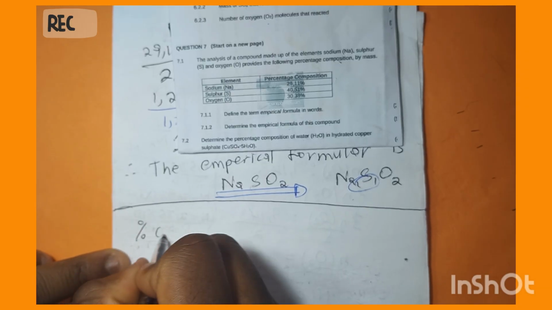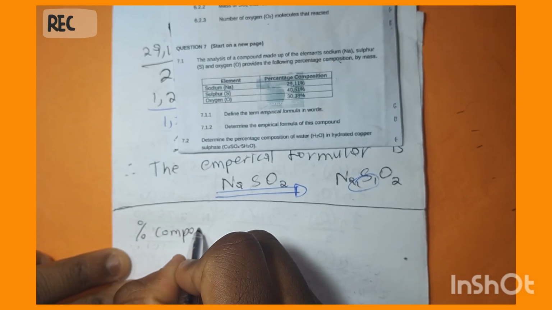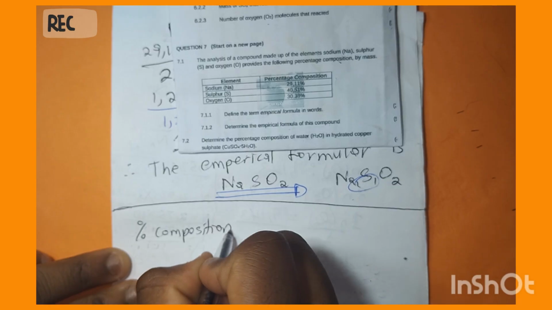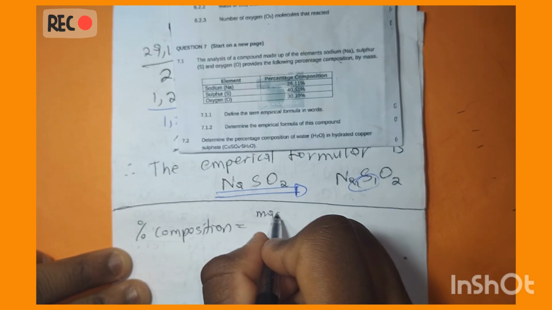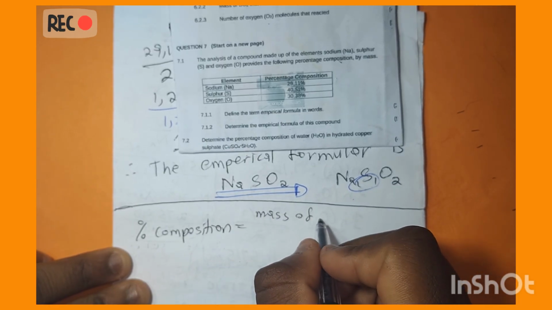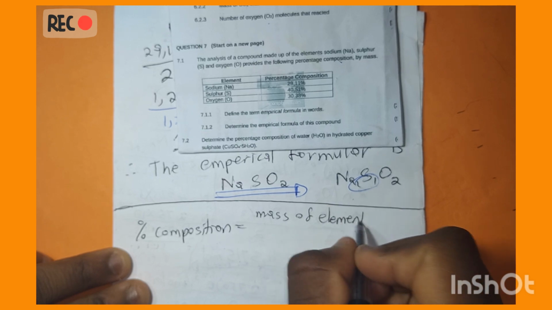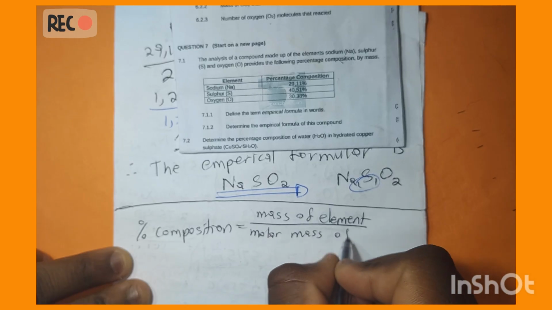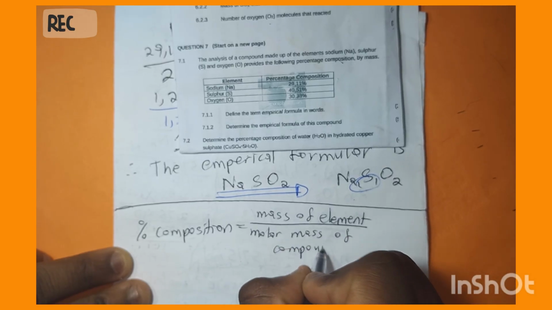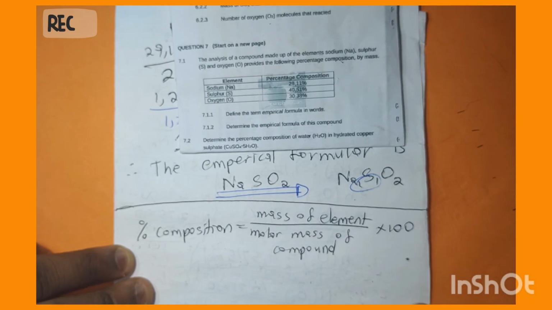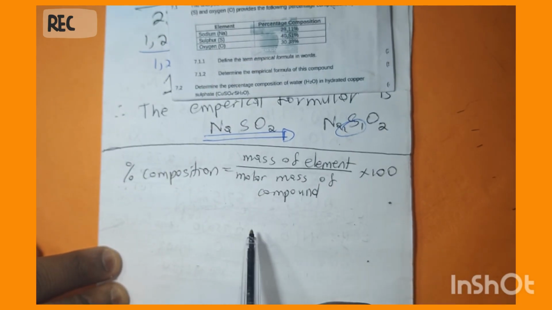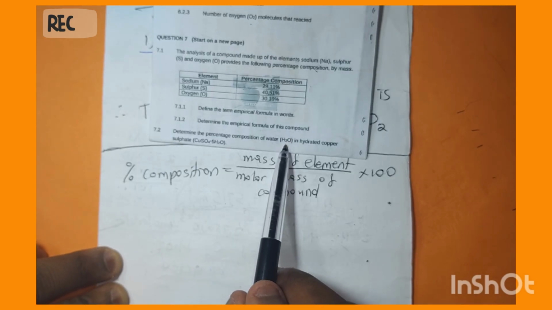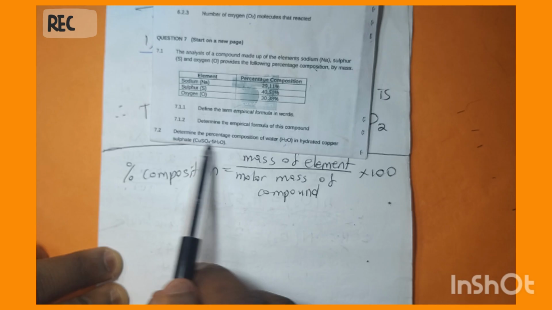So let's apply this. This is the equation, which is called percentage composition: the mass of the element divided by the molar mass of the compound, multiplied by 100. For you to apply this, a key thing that you should understand about this question is that we should find the molar mass of water in this compound.